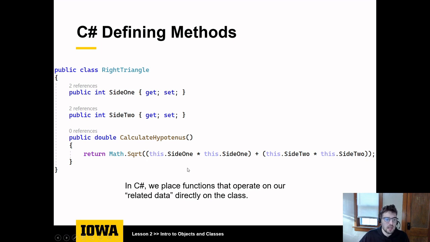So if we have a specific right triangle, then in general we can say you just take the side 1, multiply it by itself, take the side 2, multiply it by itself, add them together, take the square root, and that will give you the hypotenuse. So we're describing this calculation in general.